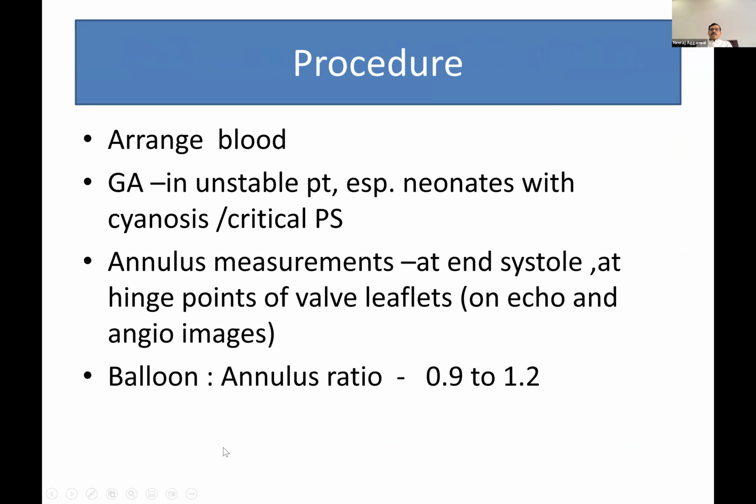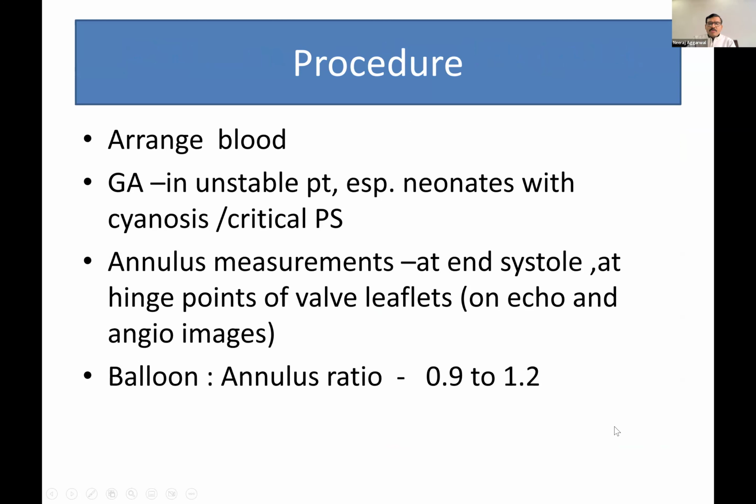During routine BPV procedures in newborns, for critical patients always arrange blood. Use general anesthesia for unstable or critical patients. You should know how to take the annulus measurement: at the end of systole, at the hinge points of the valve leaflets. Normally I do it by echo, but a lot of people compare it with angio images. In newborns, I rely more on the echo images.